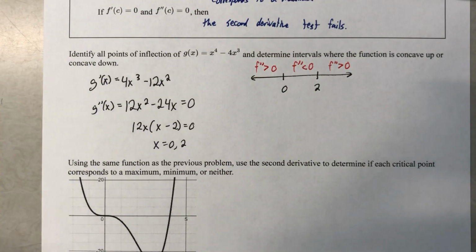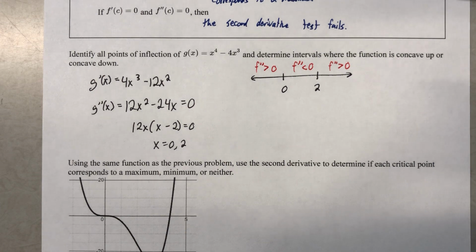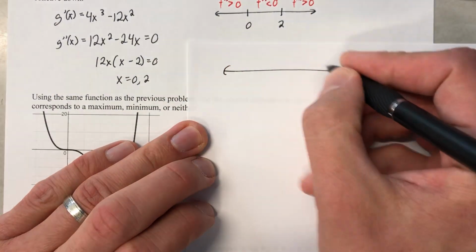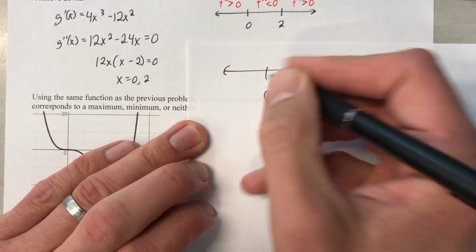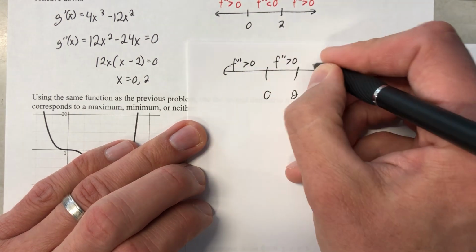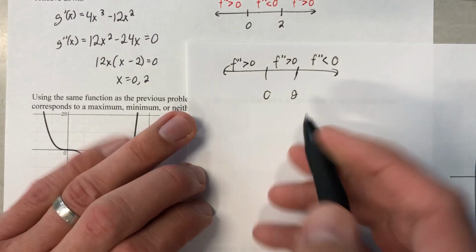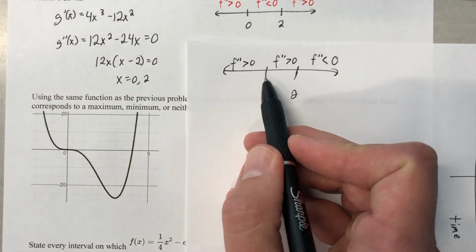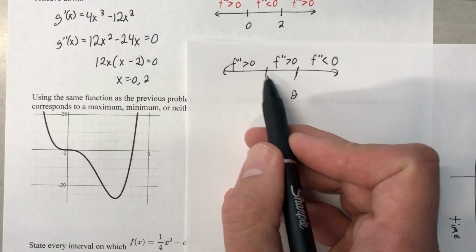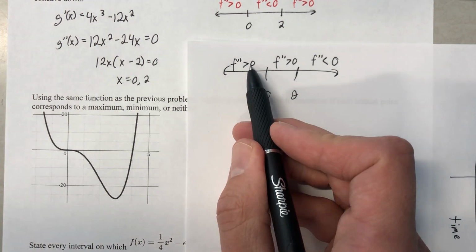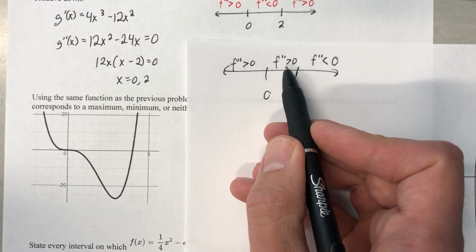So for example, if I would have done this, and I would have ended up with something different. Let's doodle for just a second. If I would have had this and this and this and 0 and 2, and I would have ended up with f double prime is positive, f double prime is positive, f double prime is negative. I would have a point of inflection here because the concavity would change. I would not here because the concavity would not change. We've gone from concave up to concave up. Well, that's not really a transition now, is it?